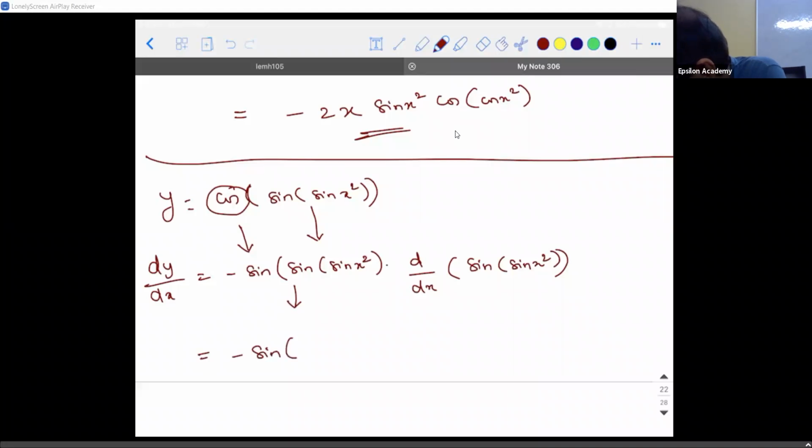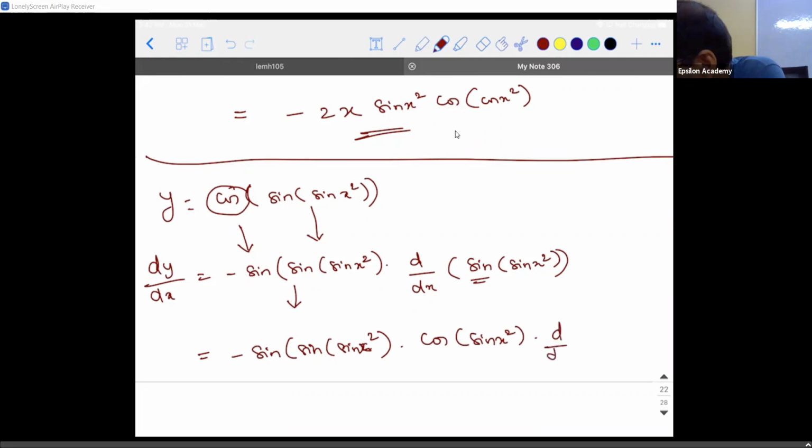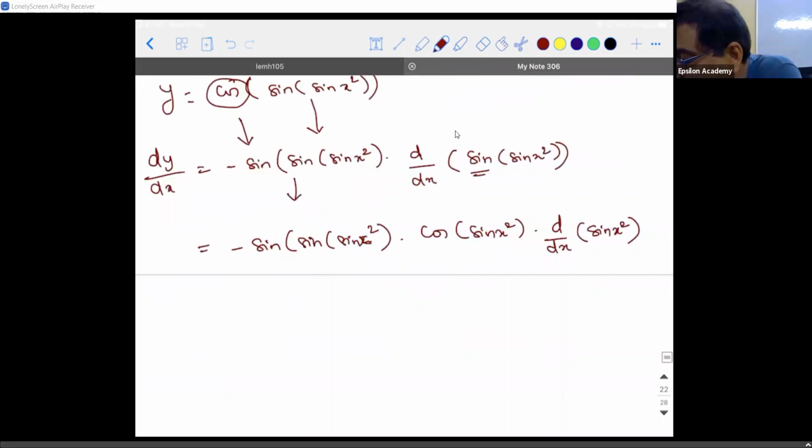So minus sine into sine of sine x square into, and now tell me. Cos of sine of x square. Perfect, Raghav. Cos of sine of x square into d by dx of sine of x square. Sine x square, that's it. So what is the next step? These two are undisturbed. So minus sine of sine x square.